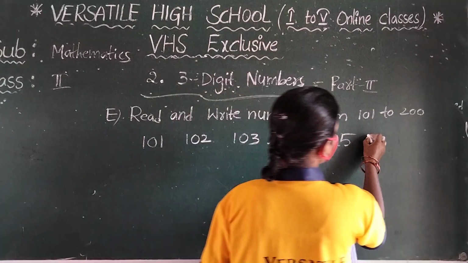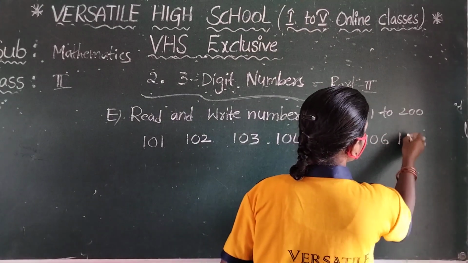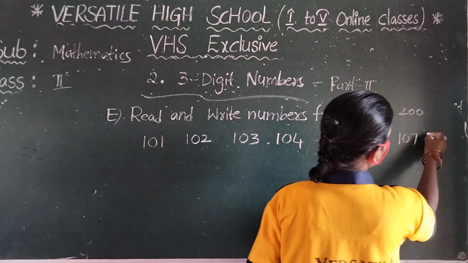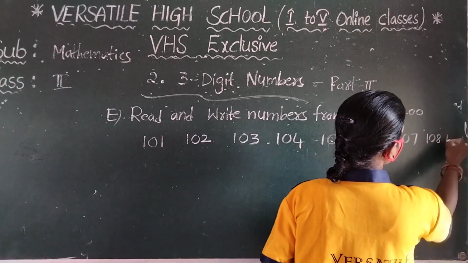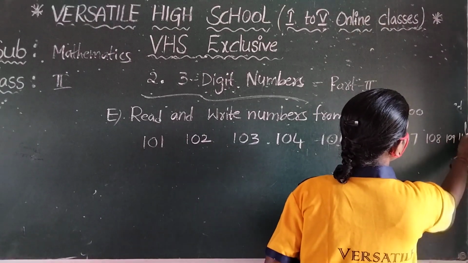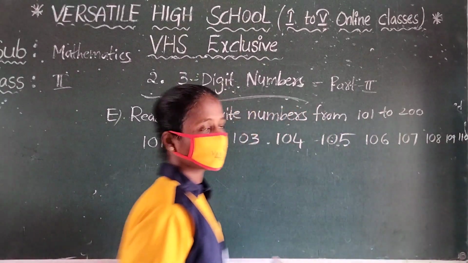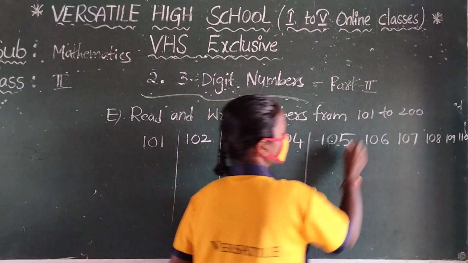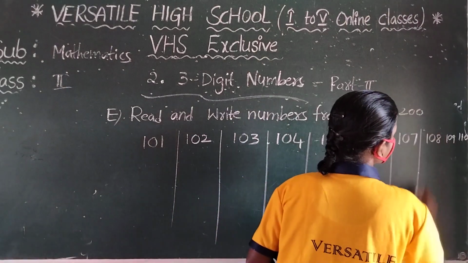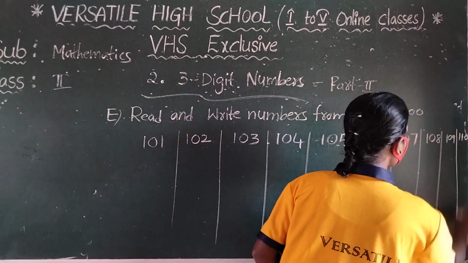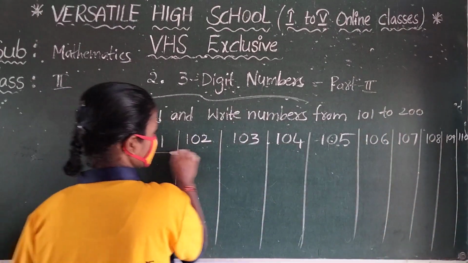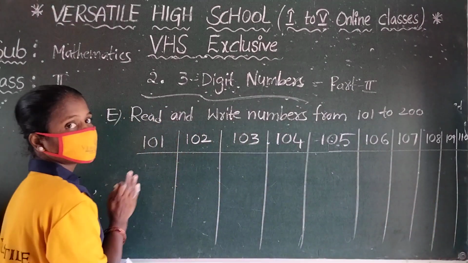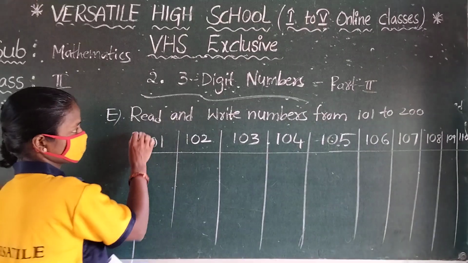105, 106, 107, 108, 109, 110. These are the numbers. You fill in the missing numbers. What do you write in those boxes? So I am explaining only the second one. You complete the remaining part.